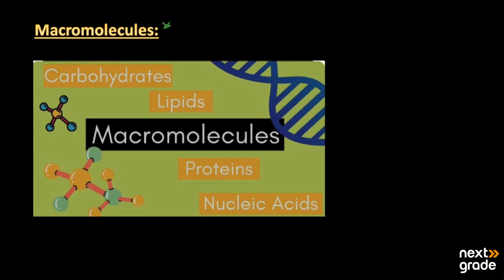Here, regarding macromolecules, we have four types in living organisms. The first one is carbohydrates, then we have lipids, proteins, and nucleic acids. All these four are the macromolecules, and we study how they are synthesized by living organisms.